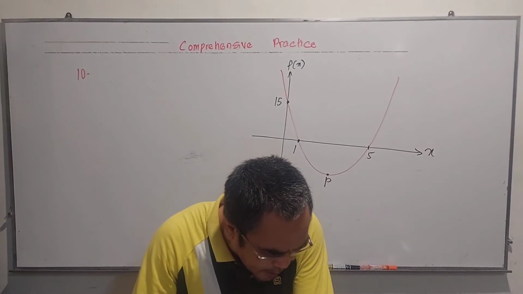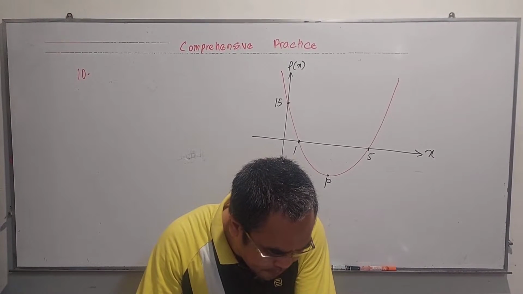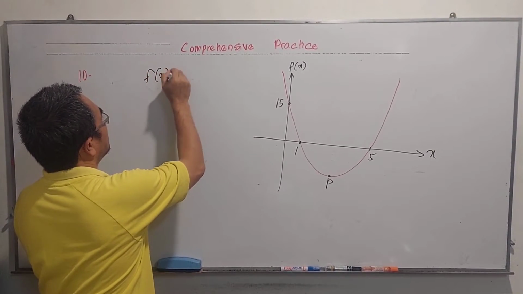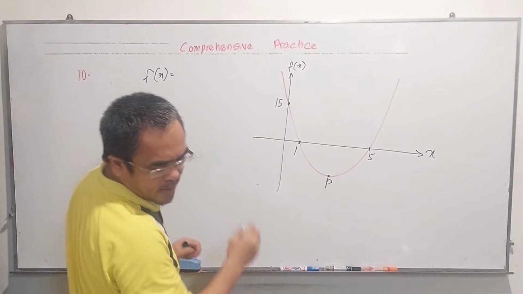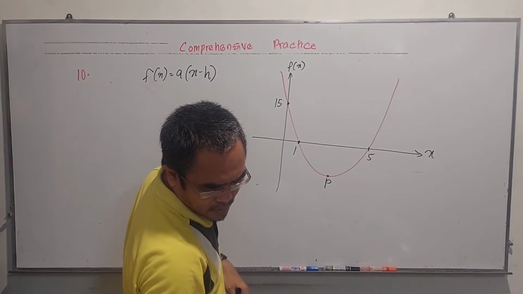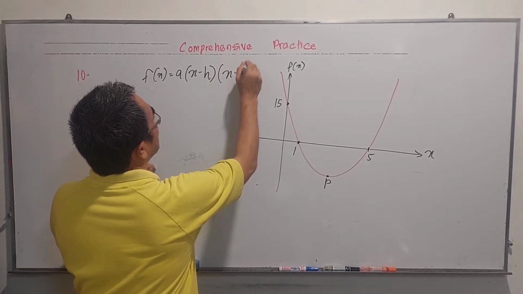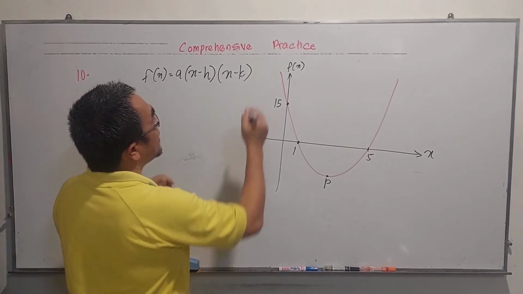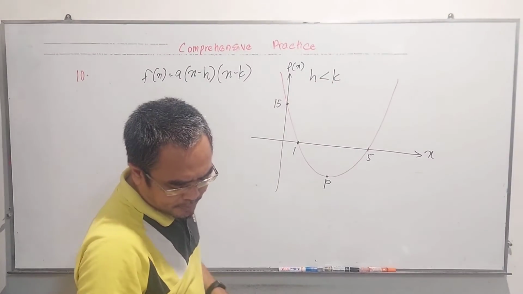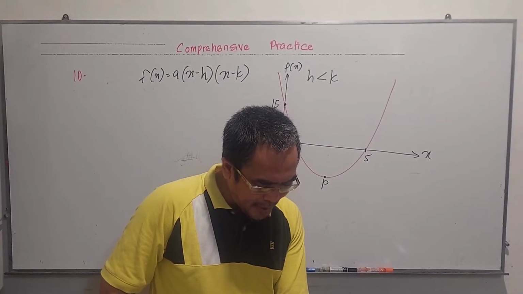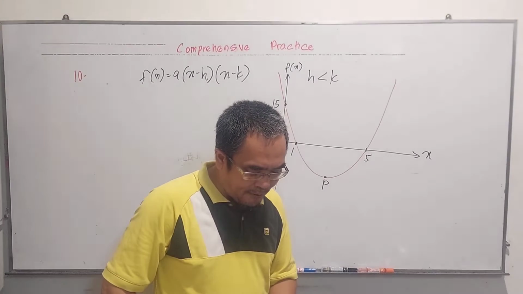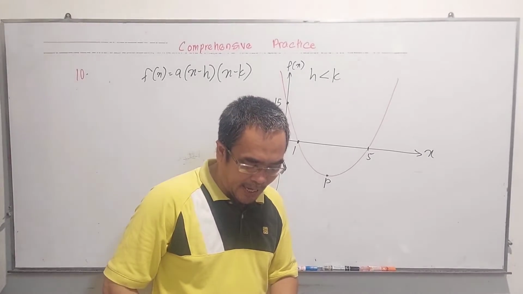Okay, the diagram shows part of the graph of the quadratic function f(x) equals a(x minus h)(x minus k), where h is smaller than k. Okay, h is smaller than k. Point P is the minimum point of the graph of the quadratic function. So A, calculate the value of h, k and a.